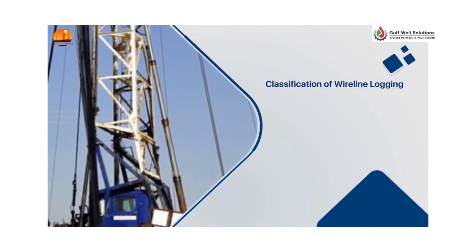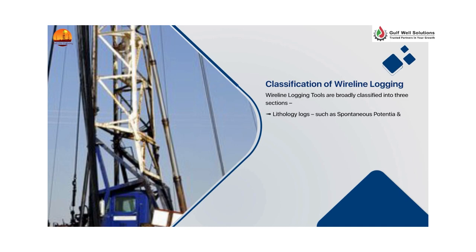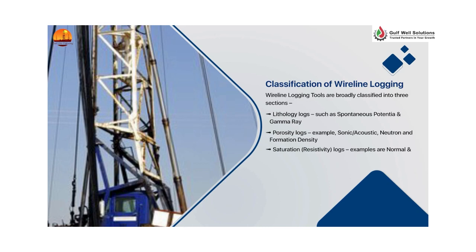Classification of wireline logging. Wireline logging tools are broadly classified into 3 sections. Lithology logs, such as spontaneous potential and gamma ray. Porosity logs, for example, sonic or acoustic, neutron, and formation density. Saturation or resistivity logs, examples are normal and lateral devices, laterologs, induction logs.